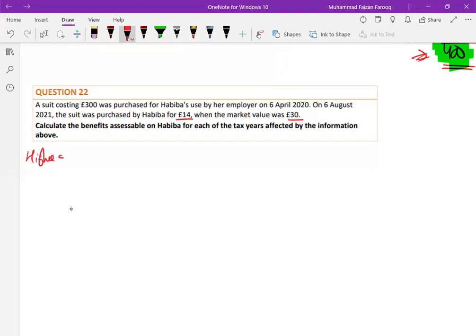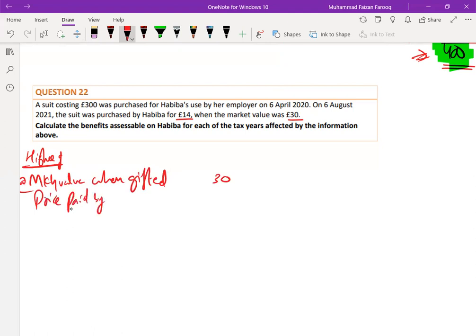So what is our formula? Higher of. Number A, market value when gifted, which is 30, and price paid by employee, which is Habiba, 14. So the answer we got very fast. How much? 30 minus 14. I guess 16. Okay.